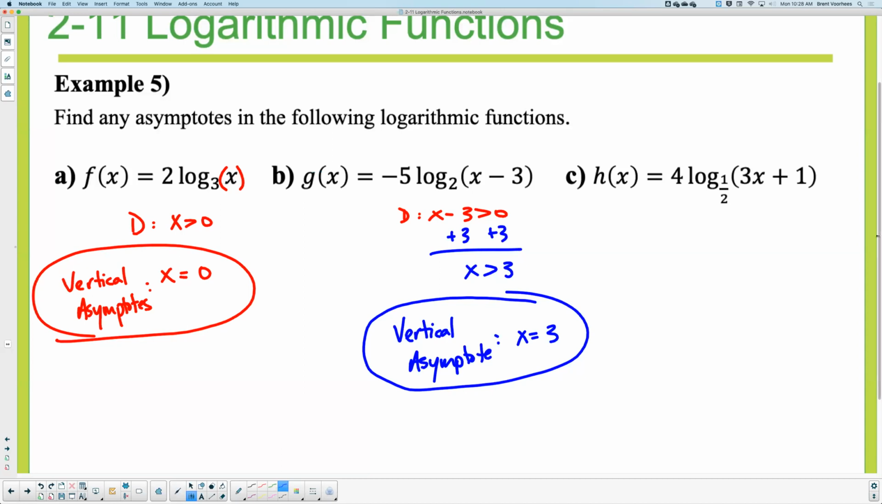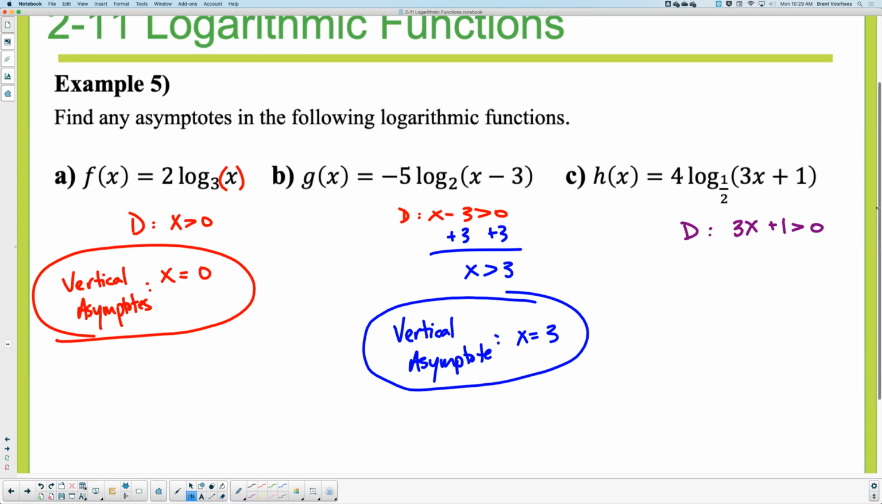Okay, so here is the one I talked about earlier. Remember how I said sometimes you might have a number here? But I don't want to throw off the math. Let's just work through what happens. The domain, what has to be true of a logarithm? You cannot take the logarithm of a non-positive. So 3x plus 1 has to be greater than 0. 3x plus 1 has to be positive.